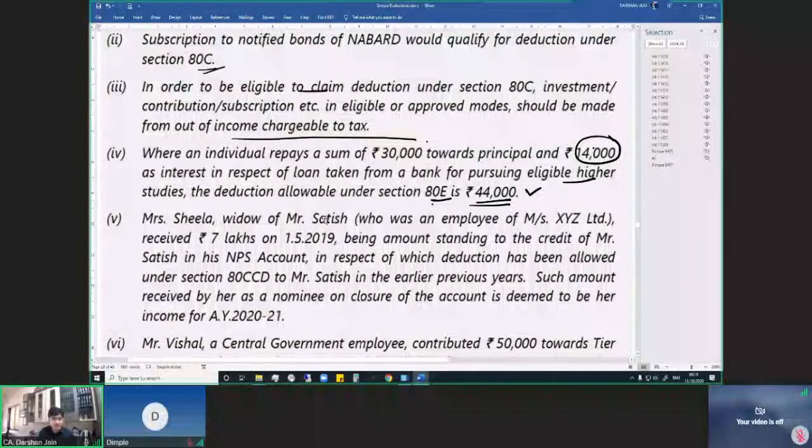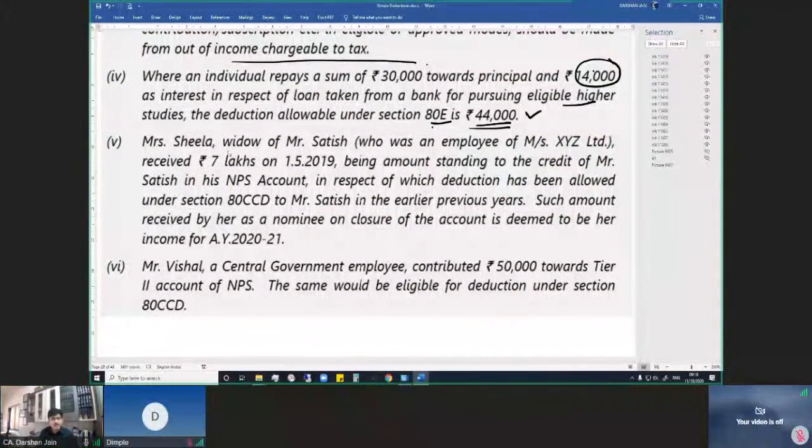Then, Mrs. Sheila, widow of Mr. Satish, who was employed with XYZ Limited, a private employer, receives 7 lakh rupees on 1/5/2019, being the amount standing to the credit of Mr. Satish in his NPS account. Now, what is received by Sheila is in the capacity of a legal heir. Whatever is received by a legal heir from the National Pension Scheme on closure of the NPS account would not be taxable at all.